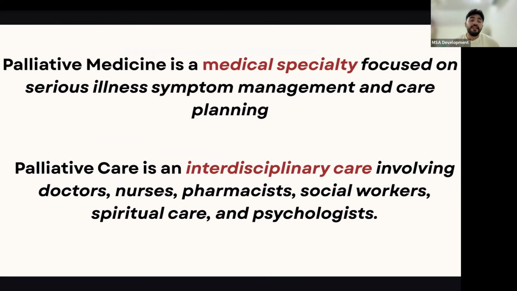So palliative medicine and palliative care are not the same thing. Palliative medicine is a specialty where they focus on managing symptoms and pain and caring for the patient. Palliative care, as I mentioned, is an interdisciplinary care involving a group of people: doctors, pharmacists, social workers, psychologists, spiritual providers, all of them to make sure that the patient is comfortable.